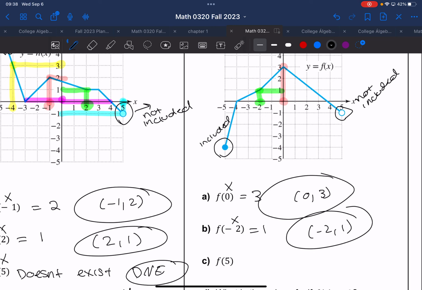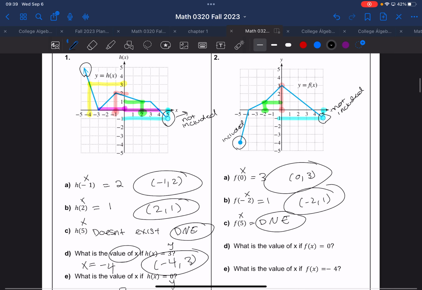What about 5? 5 is our what variable? X. So it means we need to find y. So we're finding 5 on the x's, so it's right here. Which direction are we going to find our y? Down, because remember, y is up or down, x is left or right. So this goes down to negative 1, but is it included or not included? Not included, so what do we say the answer is for C? Does not exist. That's what D and E stand for. Does not exist.